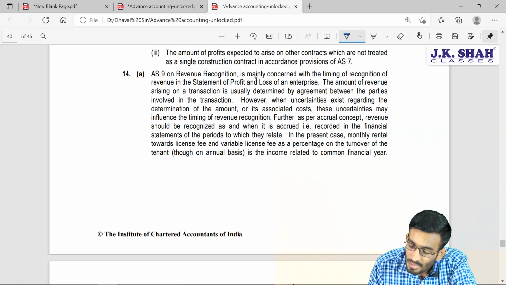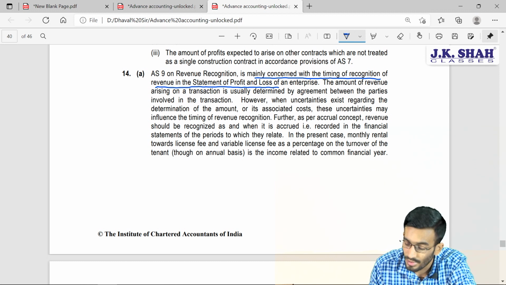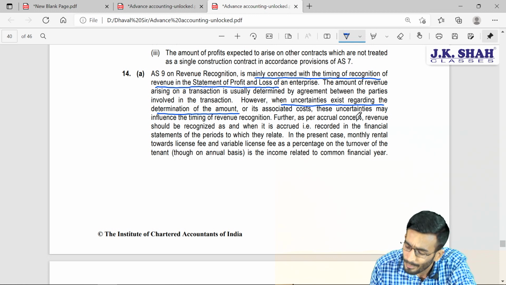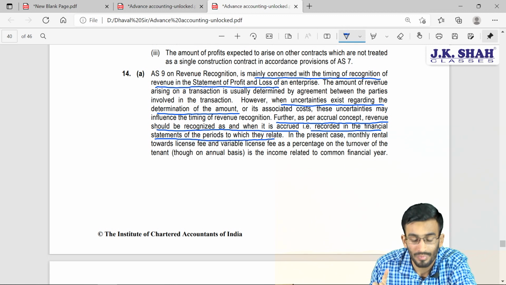Revenue recognition is mainly concerned with the timing of recognition of revenue in the statement of P&L. The amount of revenue arising on a transaction is usually determined by agreement between the parties involved in the transaction. However, when uncertainties exist regarding determination of the amount, we need to postpone the revenue recognition, as you all are aware. Further, as per the accrual concept, revenue should be recognized as and when it is accrued, that is recorded in the financial statement of the period to which they relate.